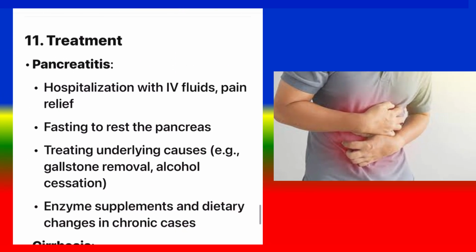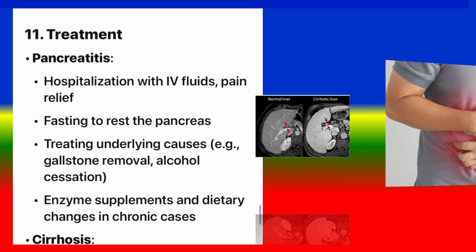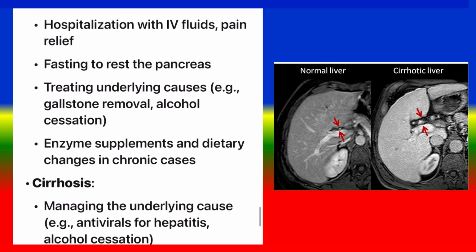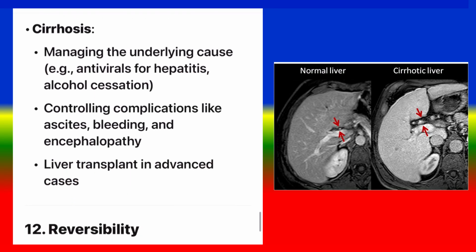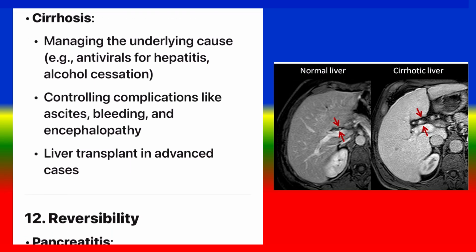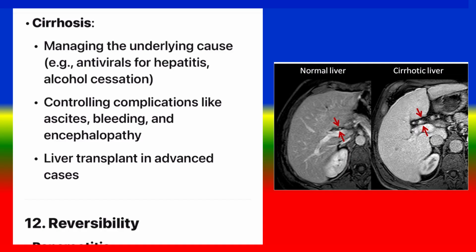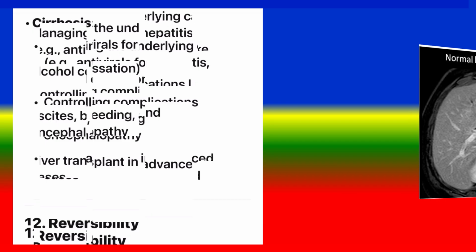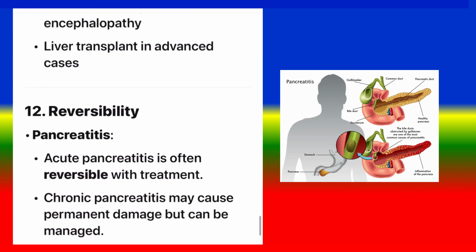11. Treatment. Pancreatitis, hospitalization with IV fluids, pain relief, fasting to rest the pancreas. Treating underlying causes, e.g. gallstone removal, alcohol cessation, enzyme supplements, and dietary changes in chronic cases. Cirrhosis, managing the underlying cause, e.g. antivirals for hepatitis, alcohol cessation, controlling complications like ascites, bleeding, and encephalopathy, liver transplant in advanced cases.